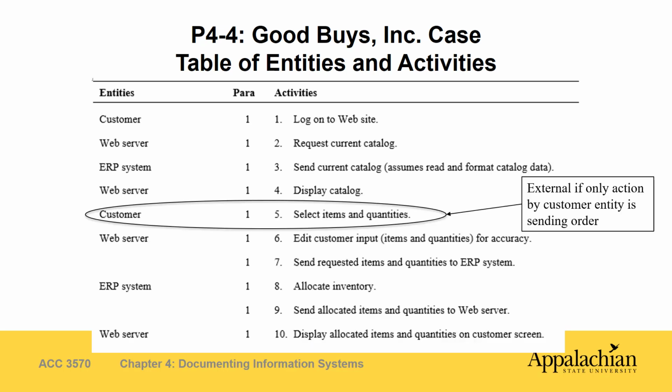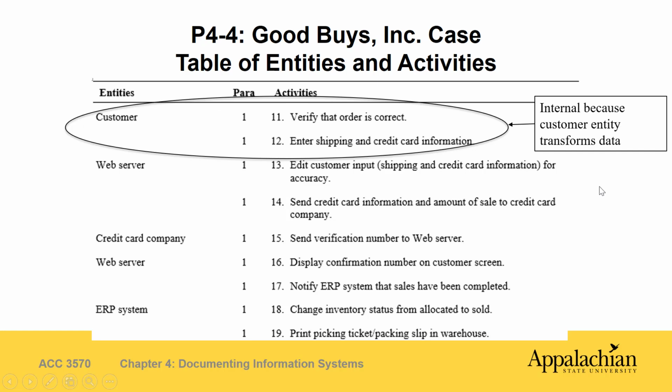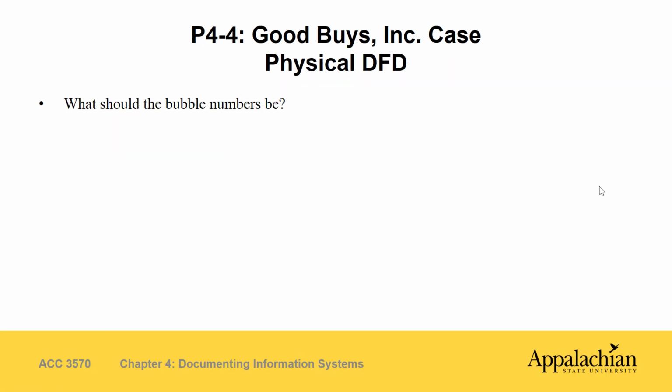And you notice that here, customer selects items and quantities. That's processing data, pulling up the inventory table from the web server and then marking what inventory they want. And then over here, customer verifies the order and enters shipping and credit card information. That's processing data, which makes the customer an internal entity in this case.